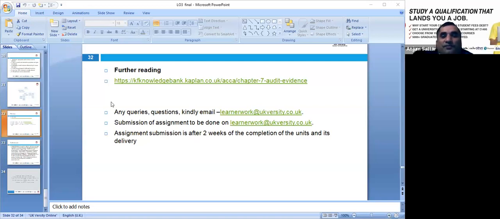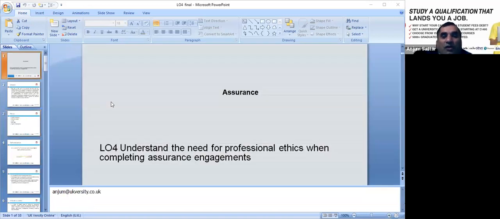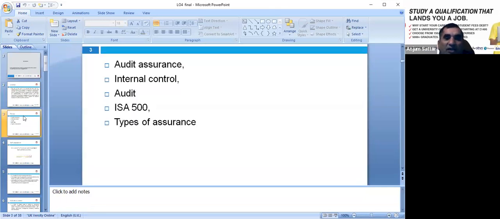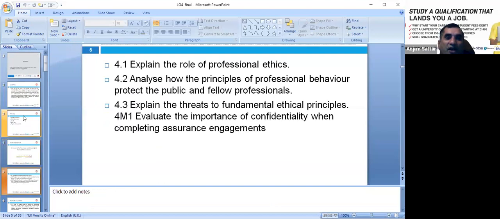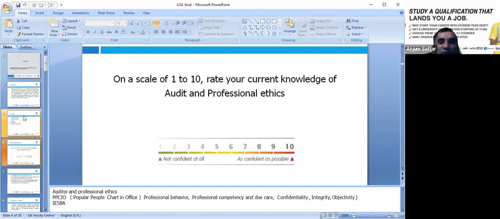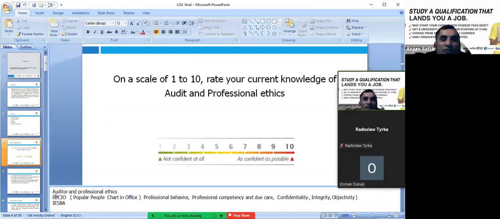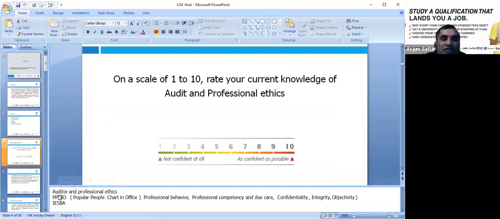In the last learning outcome we discussed ethics and moral principles, and assurance engagements and moral principles as well. So: audit assurance, internal control, audit, types of assurance. We had a discussion on ethics, with the abbreviation "Some Famous People Carry On" that you can remember. The first P is professional behavior, then professional competency, confidentiality, integrity, and objectivity.